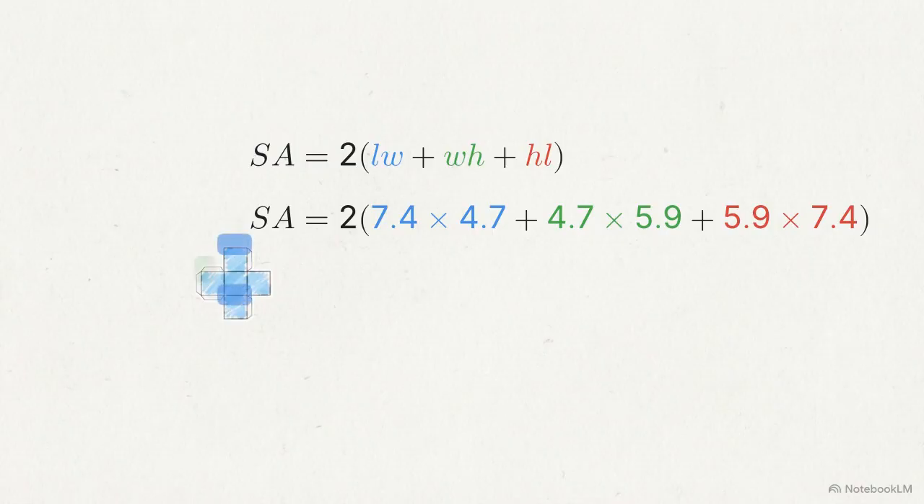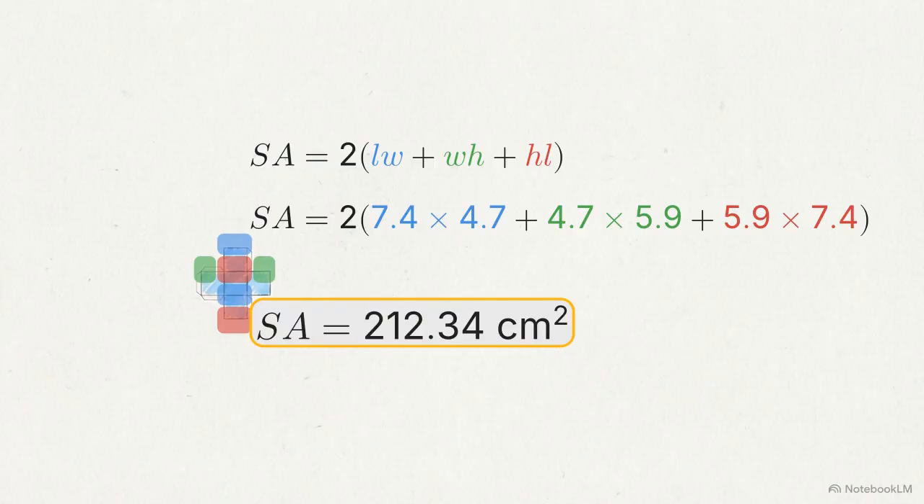For surface area, the formula is 2 times the length times width, plus the width times height, plus the height times length. Logically, we are just finding the area of the three unique sides, the front, the top, and the side, and we double them because the opposite sides are identical. That gives us a total surface area of 212.34 square centimeters.